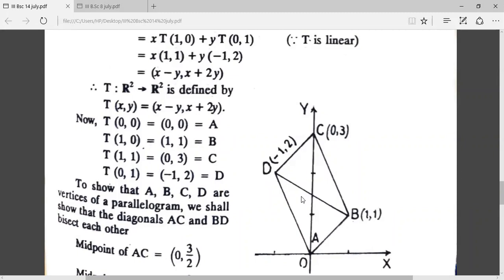If once you trace this or if once you plot this, you will get a square.